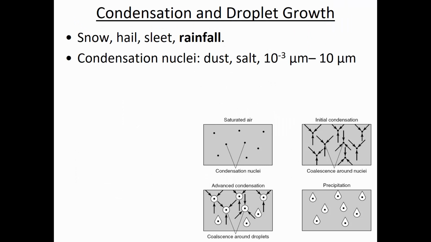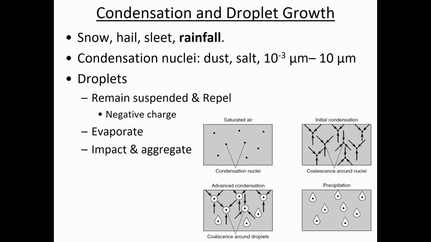So regardless of whether it is snow, hail, sleet, rain, all of these processes have the same basic structure where there has to be some sort of a condensation nuclei, and it can be really small, and then the moisture coalesces around those droplets which combine.